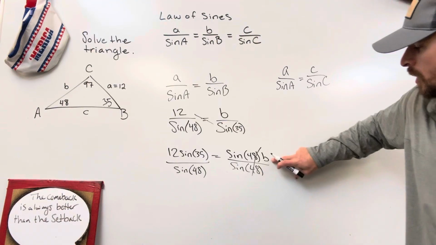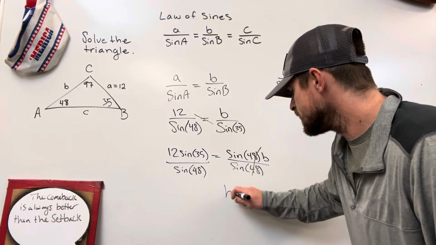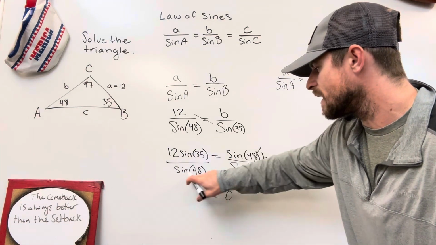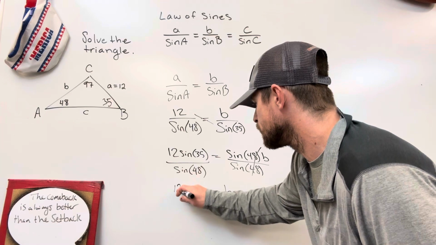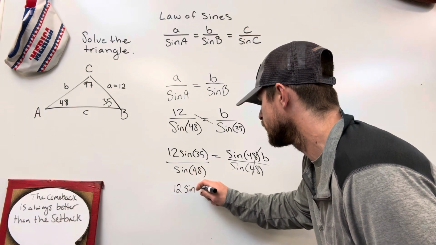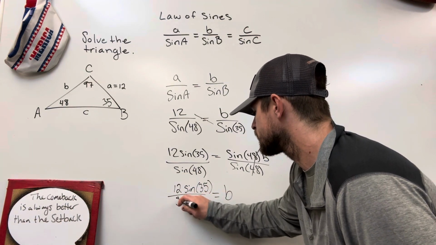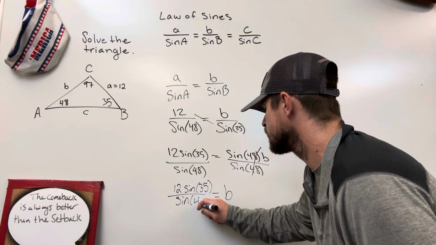Okay, but now you notice all we have left is B. So B is going to be equal to 12 sine 35 divided by sine 48. And we'll let the calculator do all the work there for us so we can get the value that we're looking for.